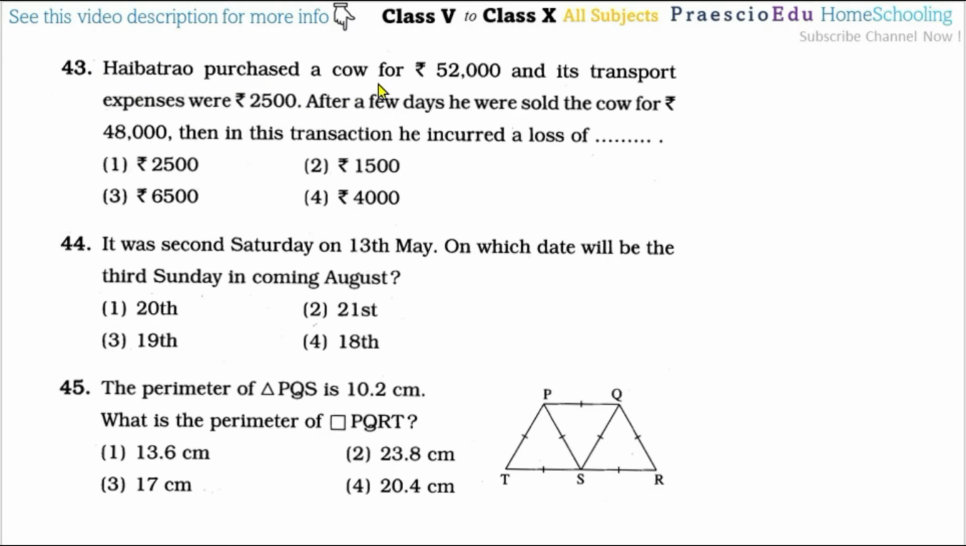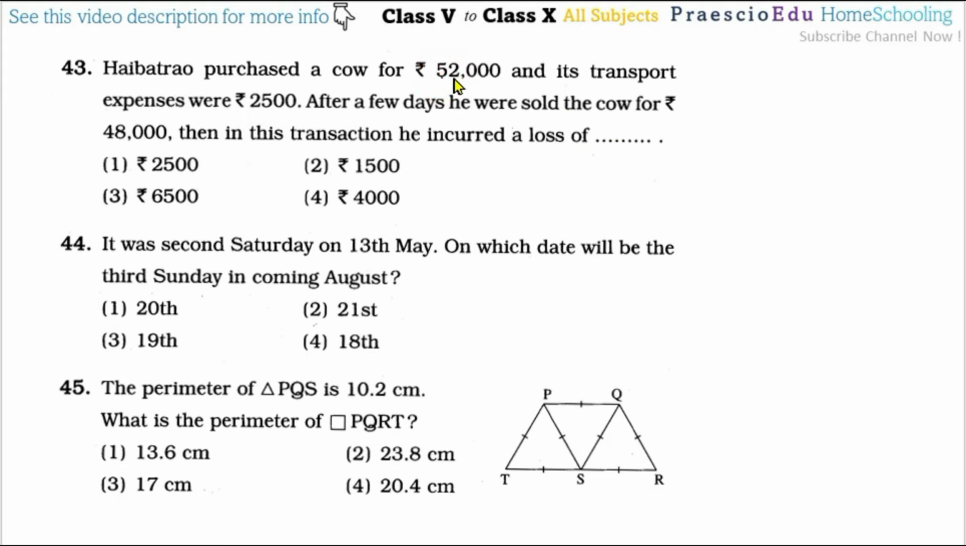Hybatrao purchased a cow for 52,000 and its transport expenses were 2,500. After a few days, he sold the cow for rupees 48,000. Then in this transaction, he incurred a loss, so that loss we have to consider.